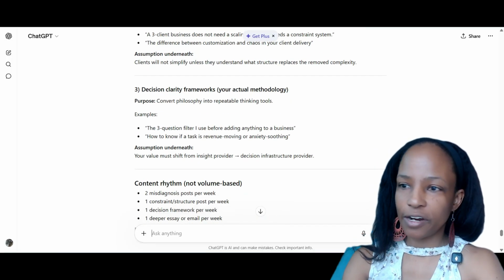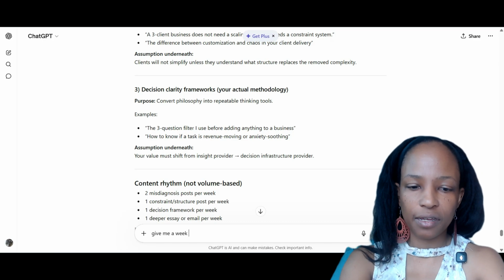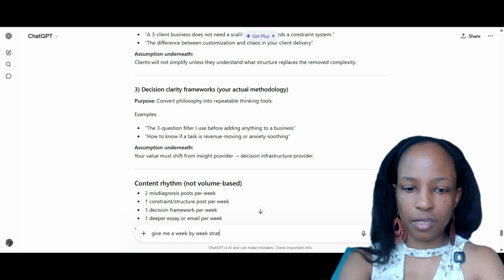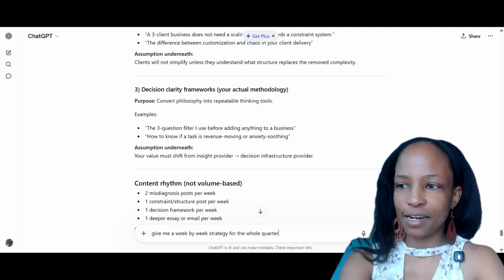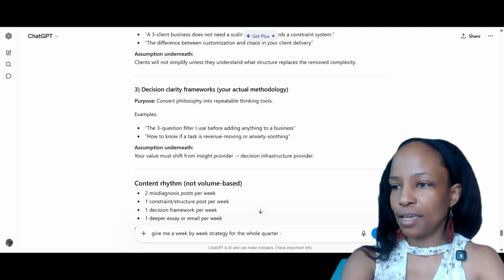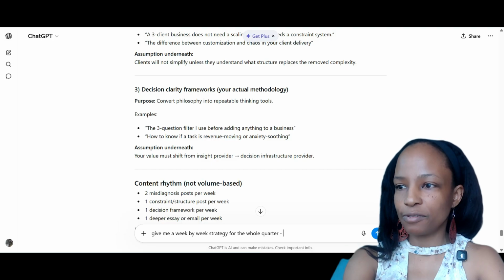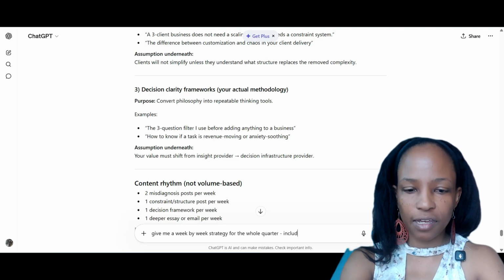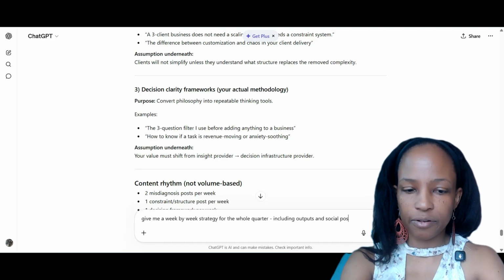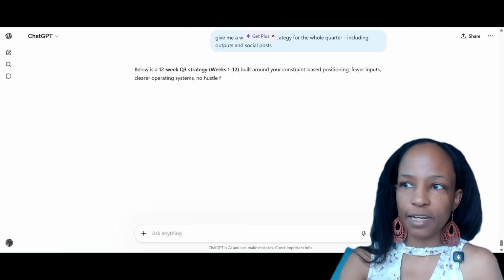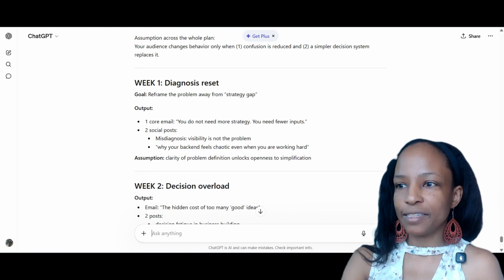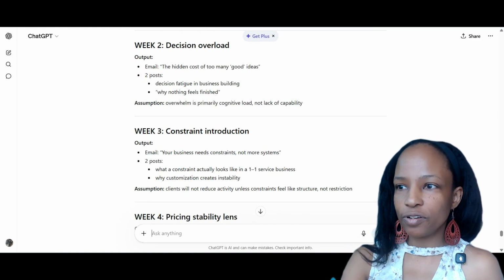Maybe if we want it to be longer, give me a week-by-week strategy for the whole quarter. Because sometimes less is more, but for demo purposes, you're like, wow, that wasn't a lot of content. But you know, it depends on what you want. So give me a week-by-week strategy for the whole quarter, including outputs and social posts, because it did offer to create a calendar too. So here's the week-by-week: diagnosis, reset, decision overload, constraint.